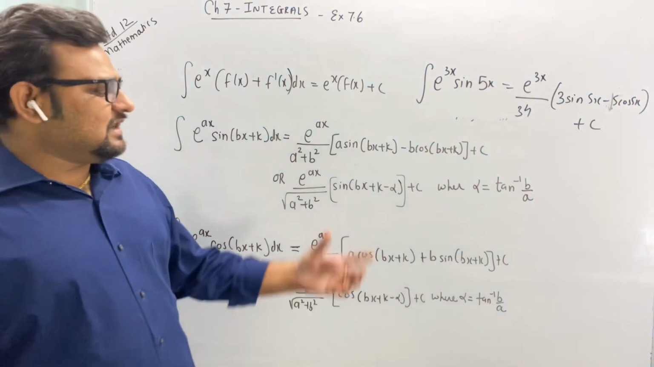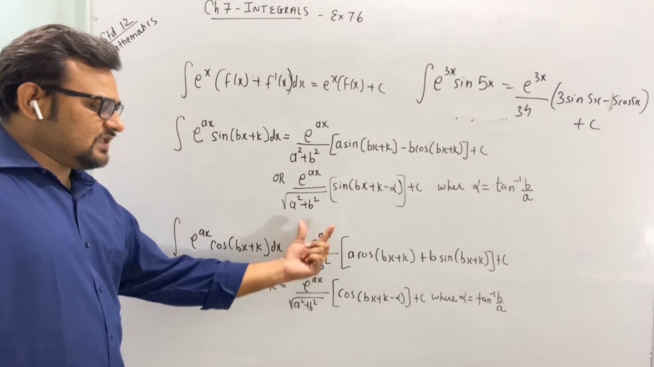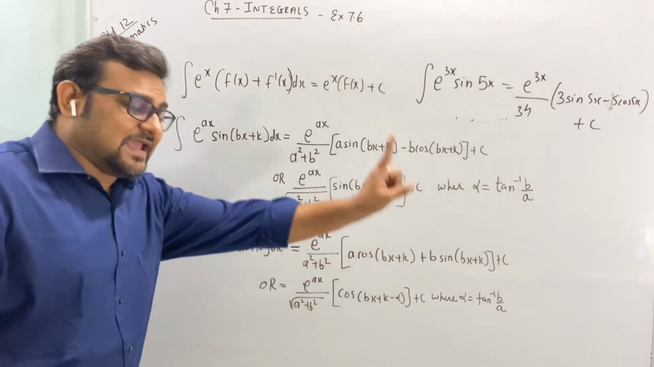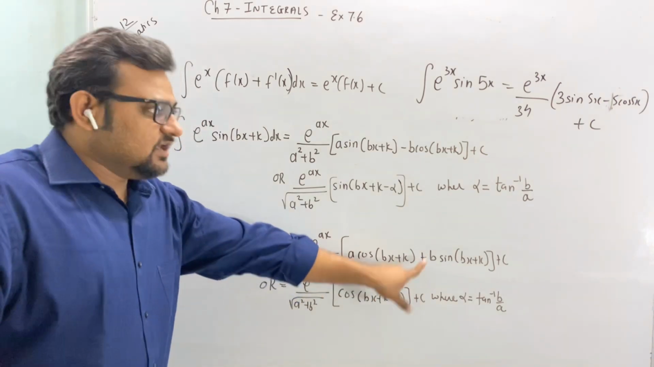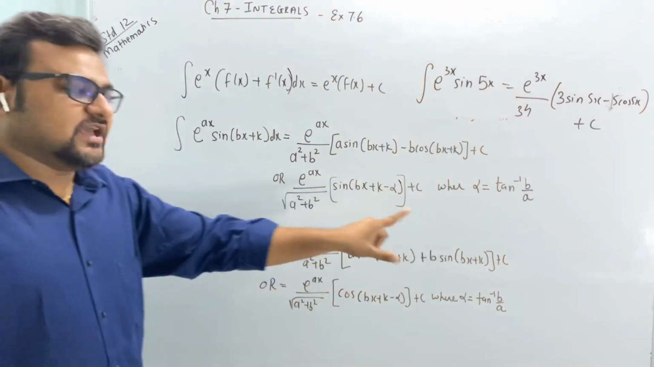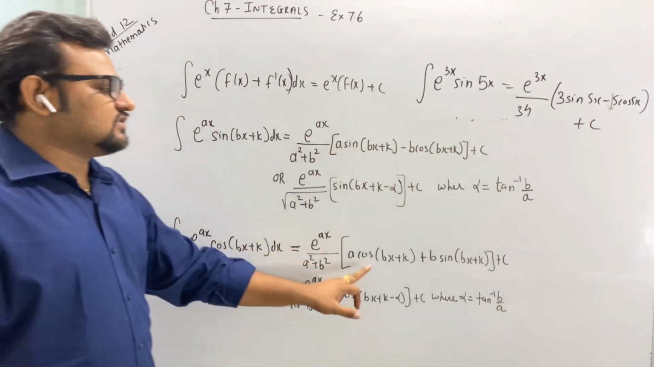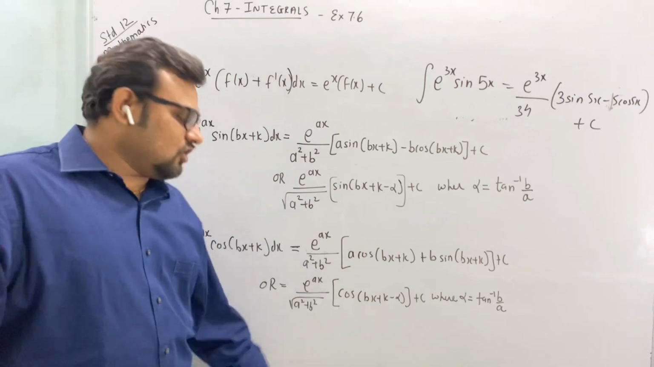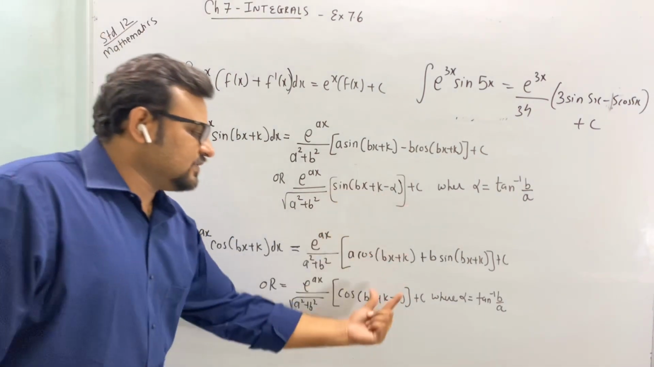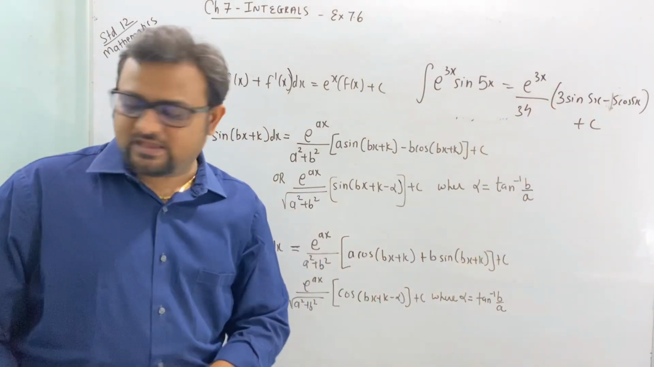Similarly for cos bx. Here also it is similar: e raised to ax upon a square plus b square, but now here it will be a cos(bx plus k) plus b sin(bx plus k). So remember, if it is sine, the first will be sine and the second will be cos. If it is cos, the first will be cos and the second will be sine. Or else e raised to ax upon the square root of a square plus b square, times cos(bx plus k minus alpha), where alpha is tan inverse b by a.